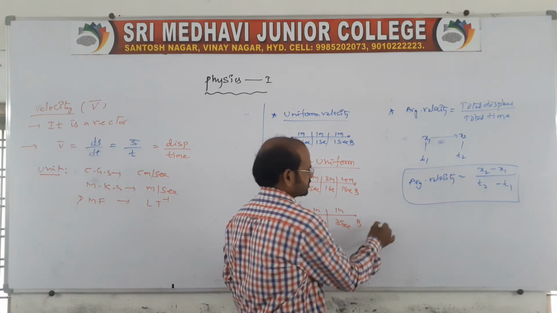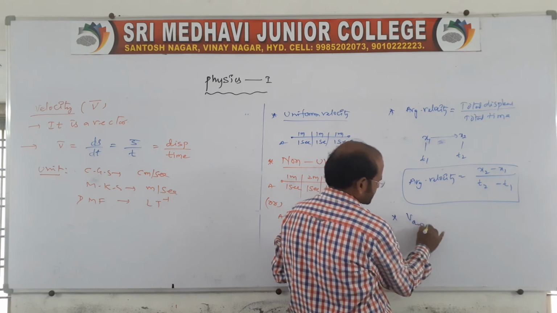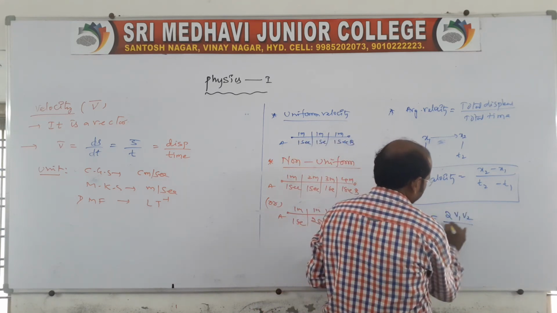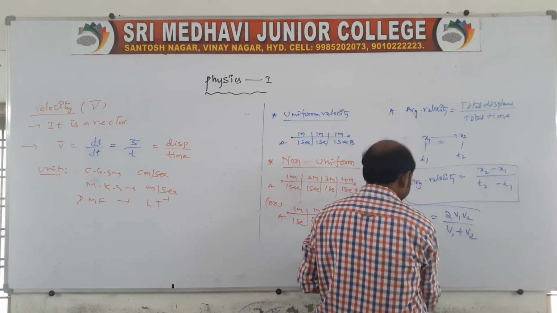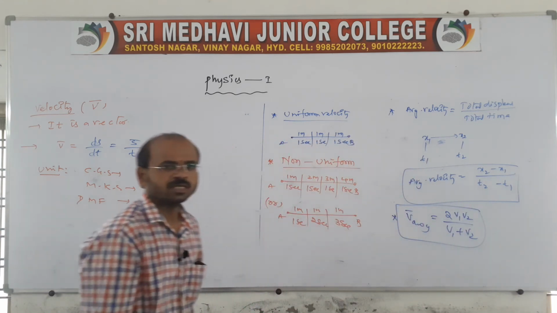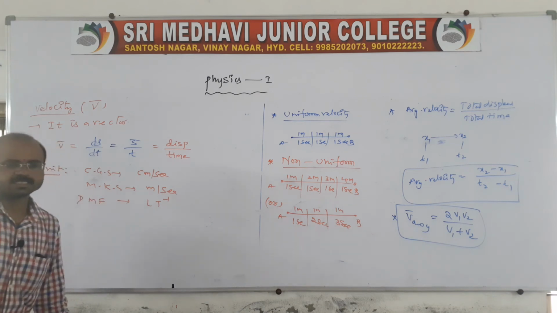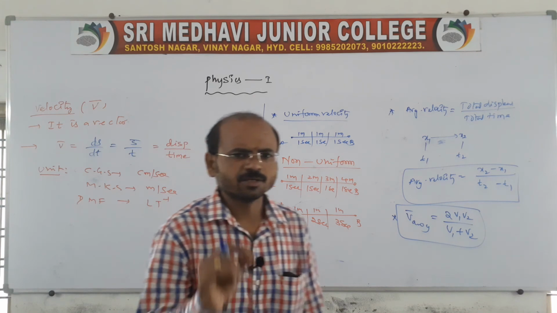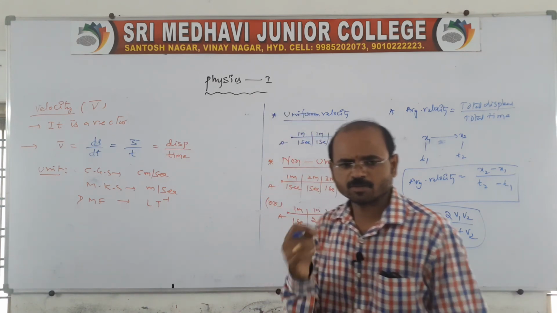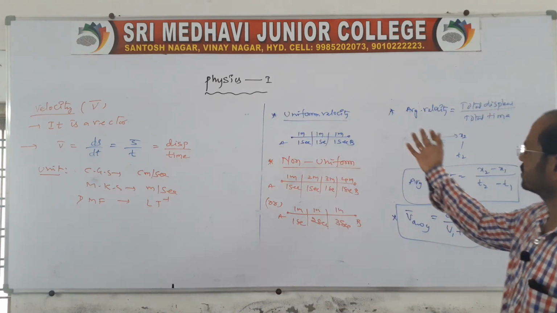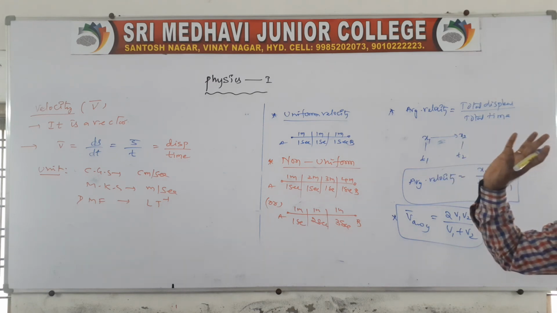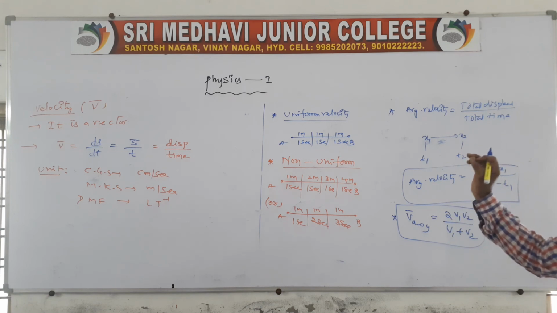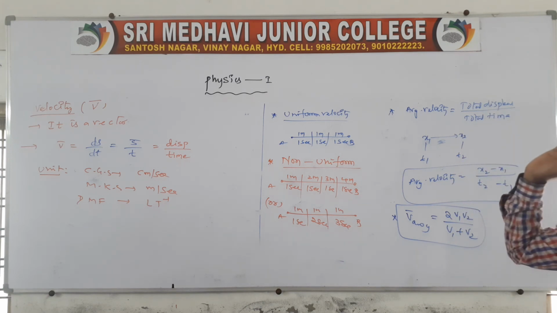What is the average velocity for that? Again you write average velocity with a bar on top. Therefore we can say 2v1v2 by v1 plus v2. Instead of distance you say displacement, and instead of speed you say velocity. This is the minor change. If you make these minor changes in the previous problems, then we'll get all the average velocity problems. This is about uniform velocity, non-uniform velocity and average velocity.